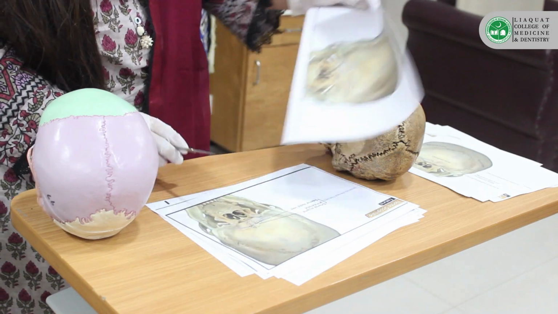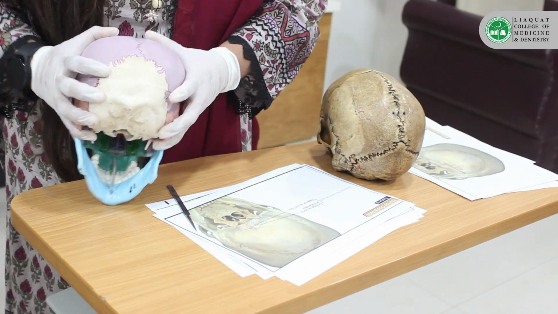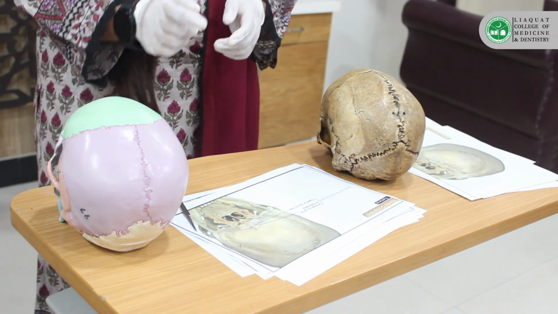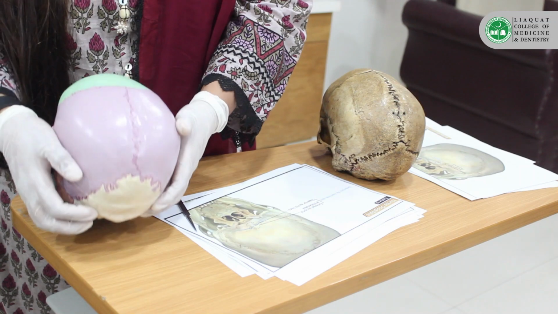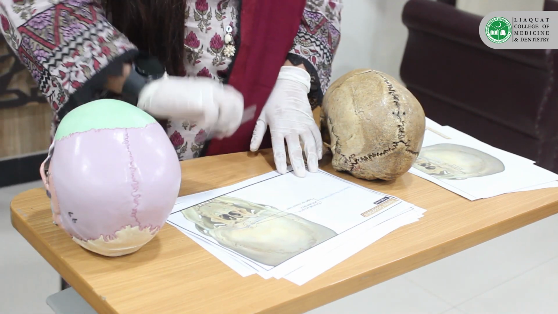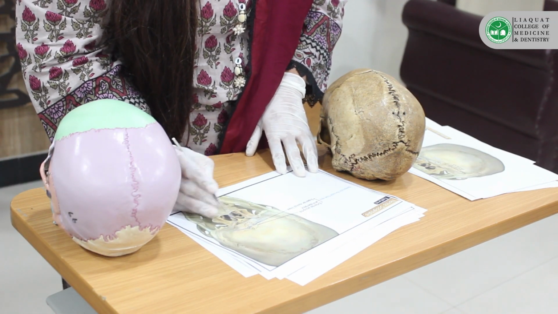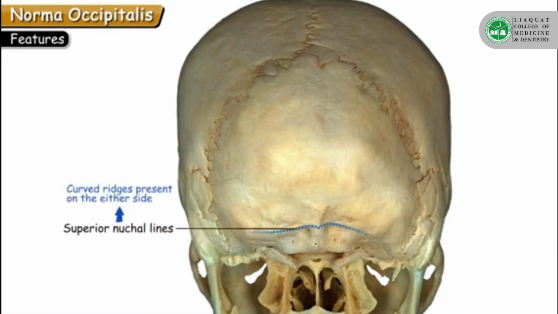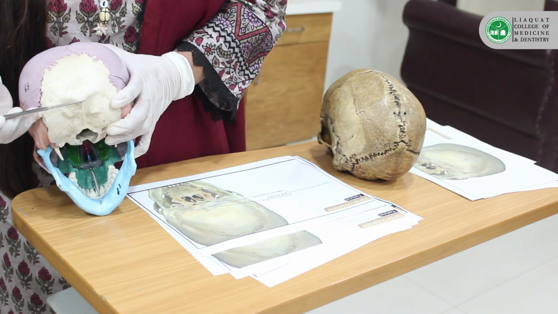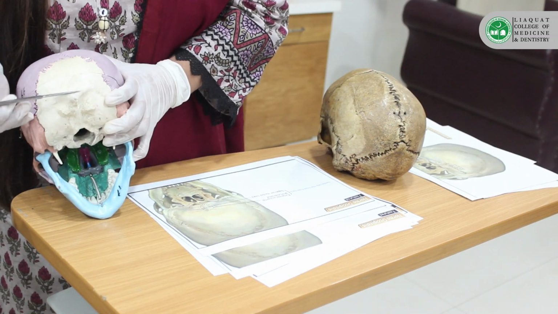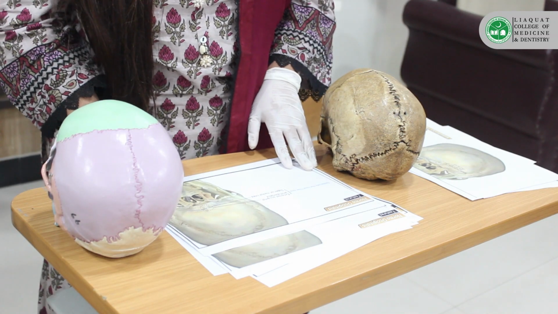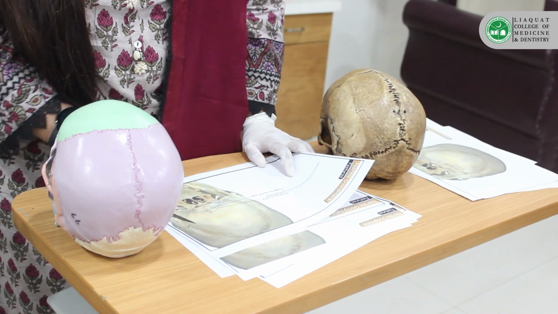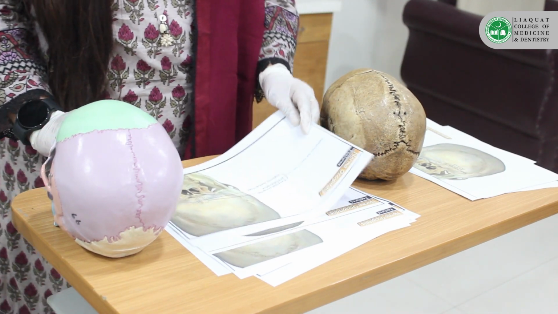Now moving forward to another landmark. On each side of the external occipital protuberance, you can see the arching like this. This is the arching on both sides, that is termed the superior nuchal line. On each side of the external occipital protuberance, there are arching lines which are termed the superior nuchal lines. As you can see here, the superior nuchal lines and the external occipital protuberance demarcate the head from the neck region.